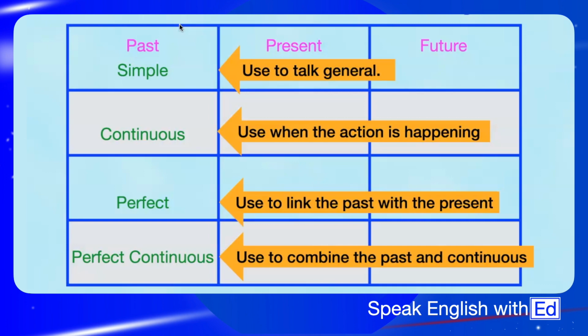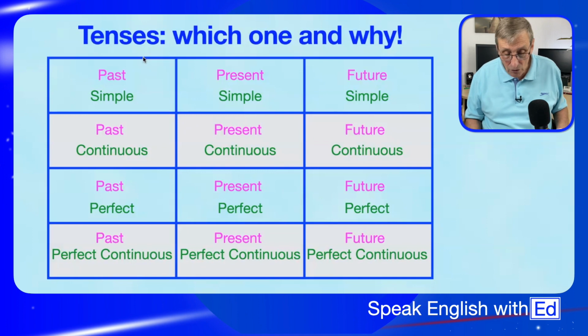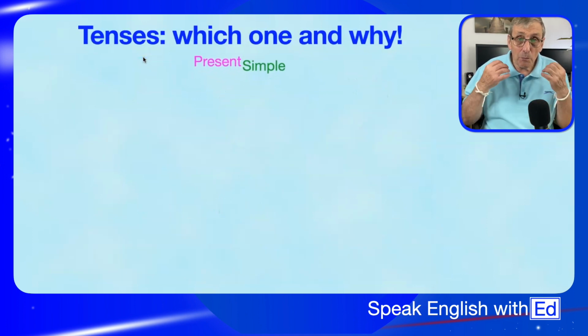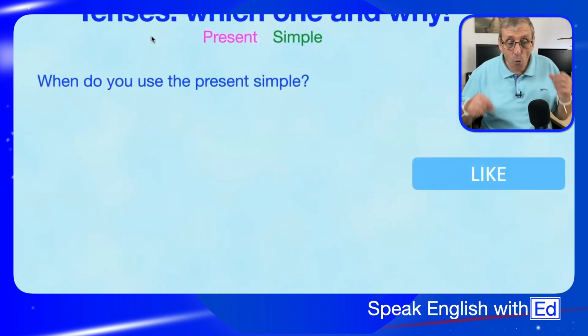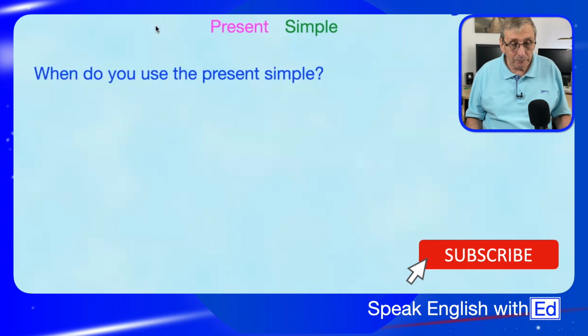So what do we mean? This looks quite complicated. There's 12 different tenses and they do look complicated. But let's take them one at a time. Let's start with the present simple tense. Why do you use the present simple tense?